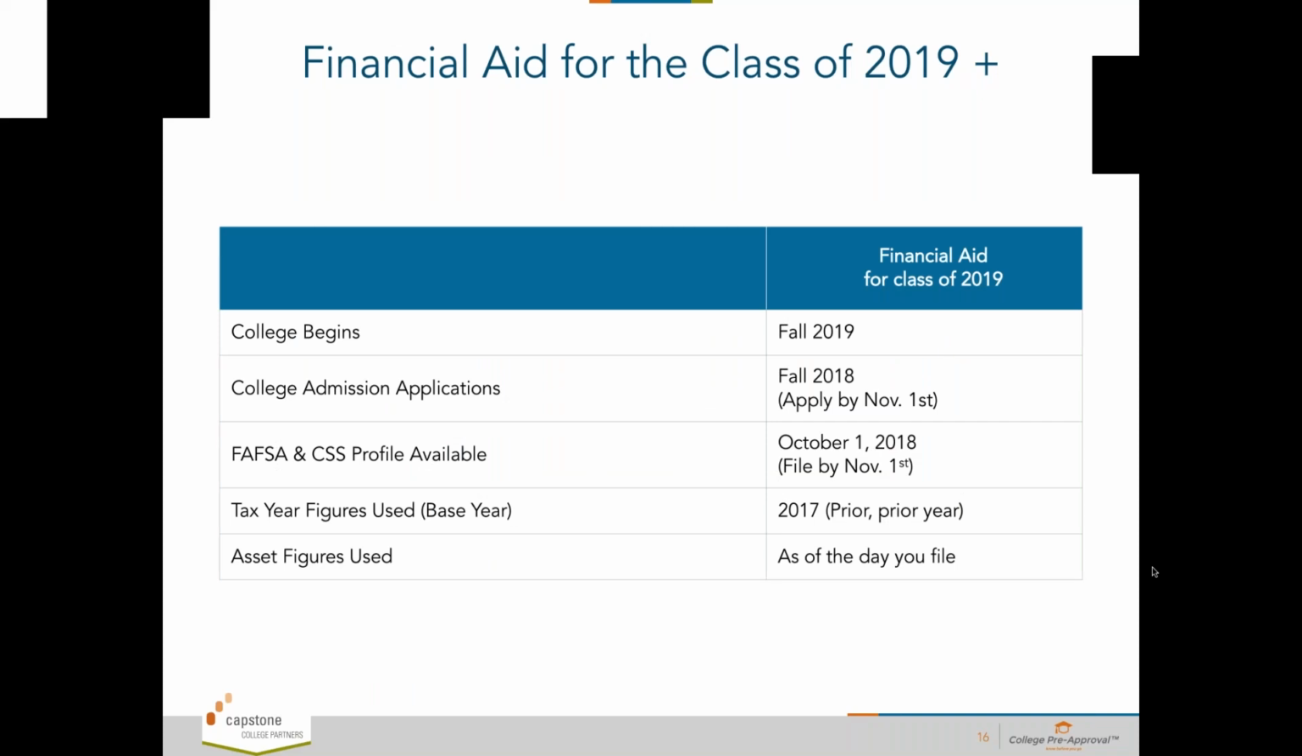So the timeline, I think, is important to understand as well. The good thing is that both forms open up at the same time on October 1st. This little timeline I like to lay out is helpful for families that you may serve, to understand what to expect. If you have a senior right now, they're going to be going off to school. They're the class of 2019. Right now, they should be getting their college applications in to the institutions by November 1st, is what we always say.